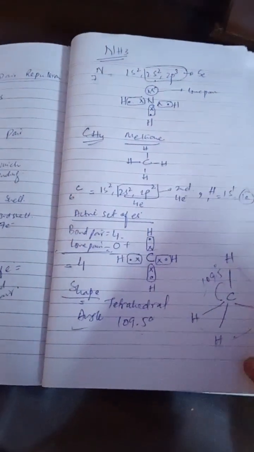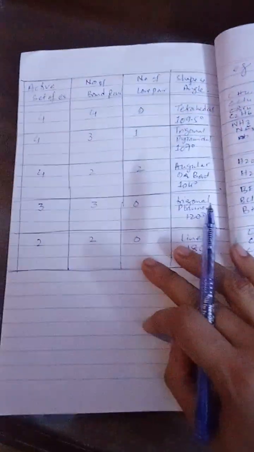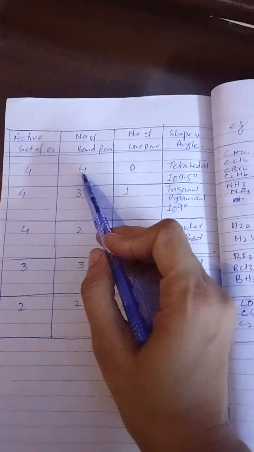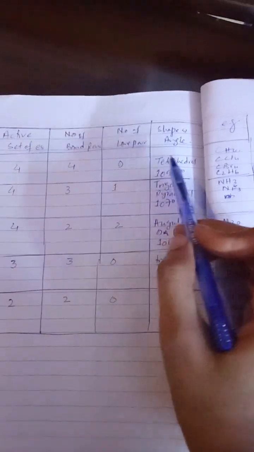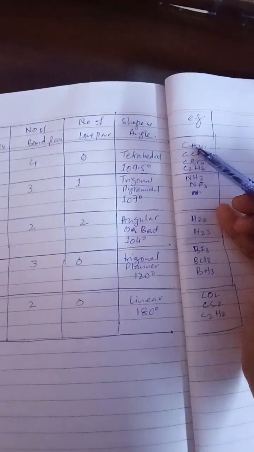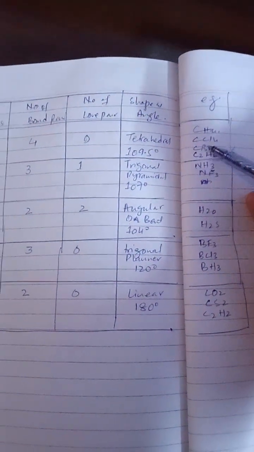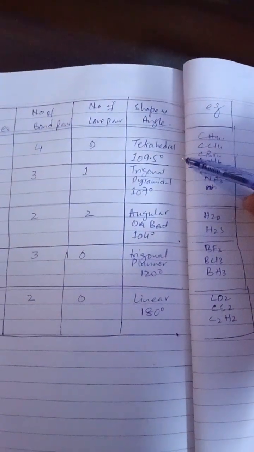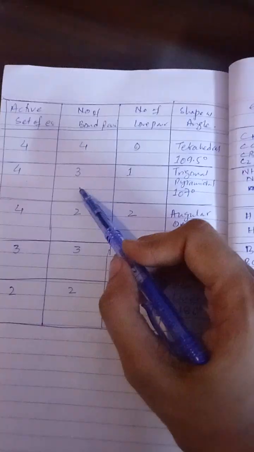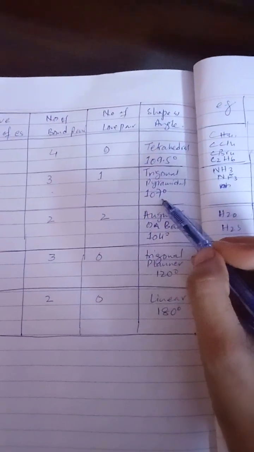So according to VSEPR, or according to the presence of the active set of electrons, we can easily identify the shapes of molecules. If we have an active set of electrons 4, with number of bond pairs 4 and number of lone pairs 0, the shape will be tetrahedral. We recently studied this under the example of CH4, CCl4, CBr4, C2H6. These all have the tetrahedral shape. With an active set of electrons 4 having 3 bond pairs and 1 lone pair, the shape will be trigonal pyramidal, with the angle reduced to 107.